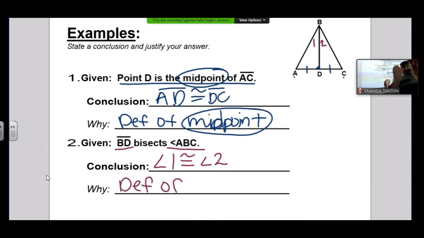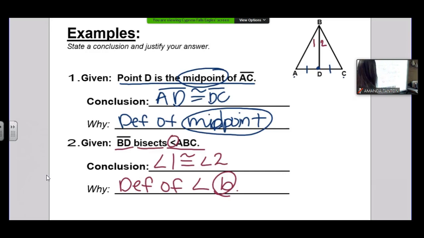Definition of angle bisector. Please be careful. You can't just put definition of bisector because there's an angle one and there's a segment one, and we want to make sure we use the right one every time. Look at what's being bisected. An angle is being bisected, so make sure you put angle bisector.